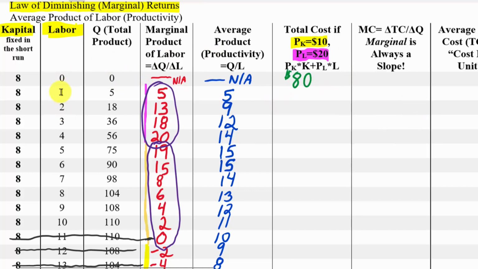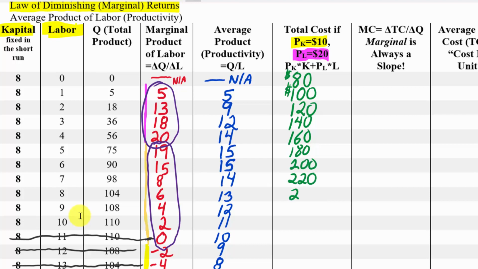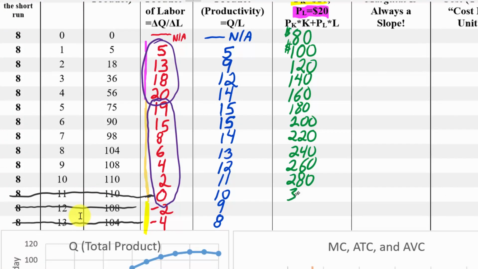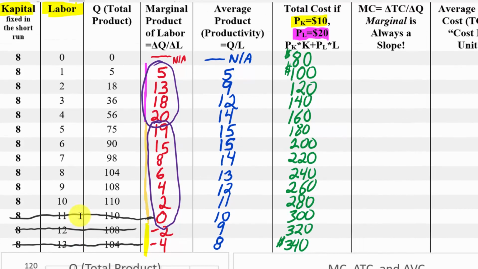Now, what about if we hire this first person? Well, then we're going to be spending $80 for the 8 machines plus $20 for the one person, and our total cost would be $100. What's going to happen in this table is that as we go down, we're always hiring one more person, and so it's always going to cost us $20 more. So let's fill out the rest of this table. $120, $140, $160, $180, etc. So now we have a total cost table.